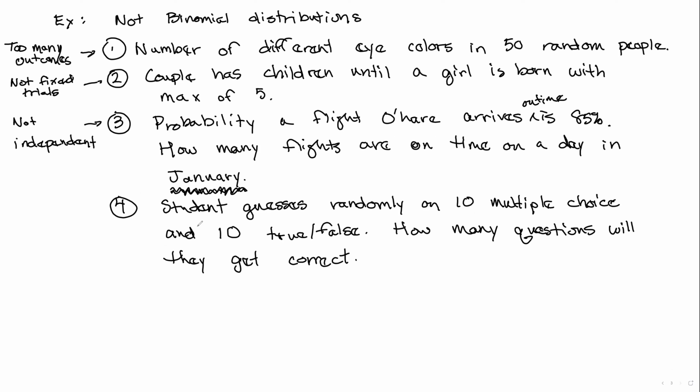All of the trials must have the same probability of success. It needs to be like the coin flips. Here, you've got coin flips for true and false, and then dice rolls for the multiple choice, and you can't do dice rolls and coin flips at the same time. So what do we call this? The probability is not the same for all the trials.